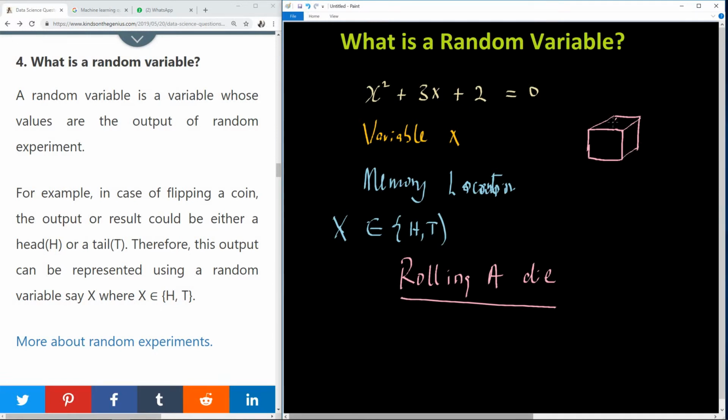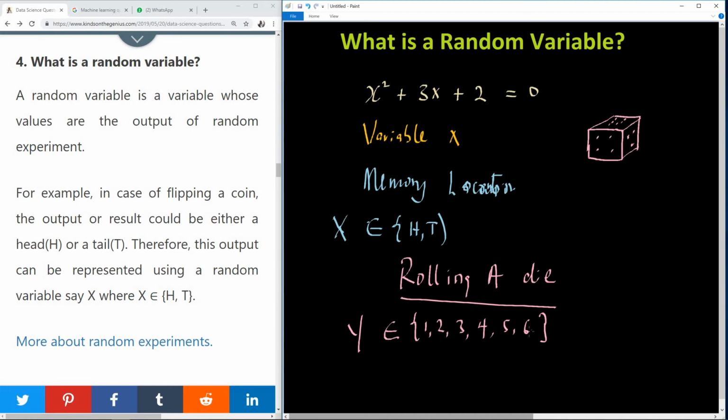So we have 1, 2, 3, and 1, 2, 3, 4, and here we have 1, 2, 3, and so on and so forth. So we have 6 sides of a die. The output of this die could either be 1, 2, 3, 4, 5, 6, right? So we can use a random variable to represent the outcome of rolling this die. We can say y could either be 1, 2, 3, 4, 5, 6. So in this case, y is a random variable that could have any of these values.